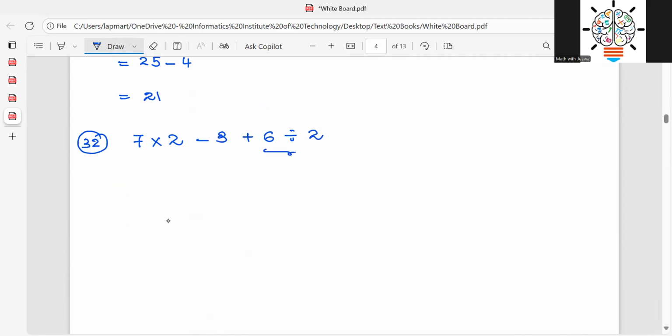First, I take this division, it gives me 3, and then the multiplication, it gives me 14. I rewrite this question, 14 minus 3 plus 3. Here I can do this easily, but I follow the method I explained earlier. When I have positive 3 and negative 3, we can cancel out. But I'm not taking that concept. Instead, I ask you to take the positive ones first, then the negative ones. So 14 plus 3, it is 17. Then 17 minus 3, it is 14, right?